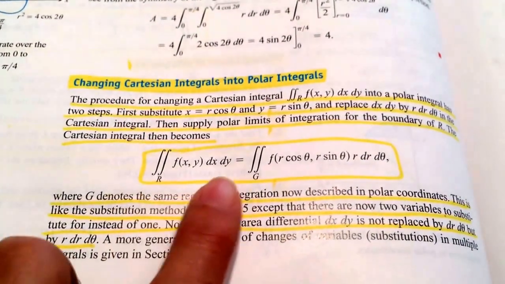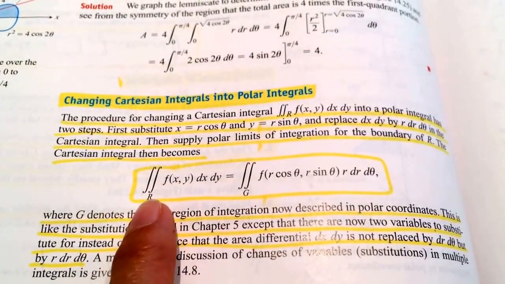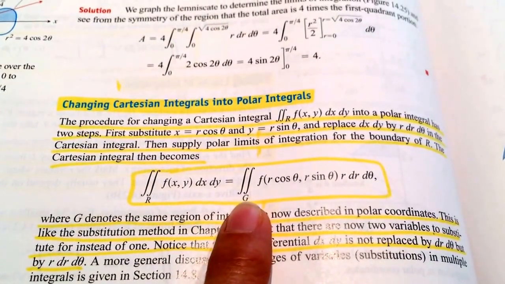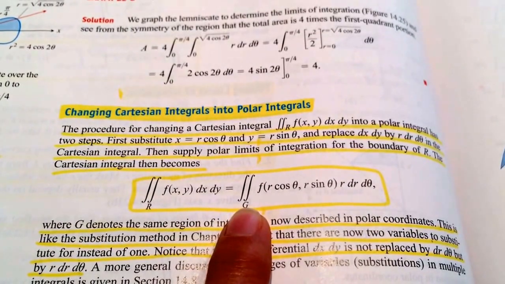So notice here they have the r and the g. It's the same region, it's just the r would be defined in terms of x's and y's, and the g would be defined in terms of r's and thetas. It's the same region, just a different way to describe it.